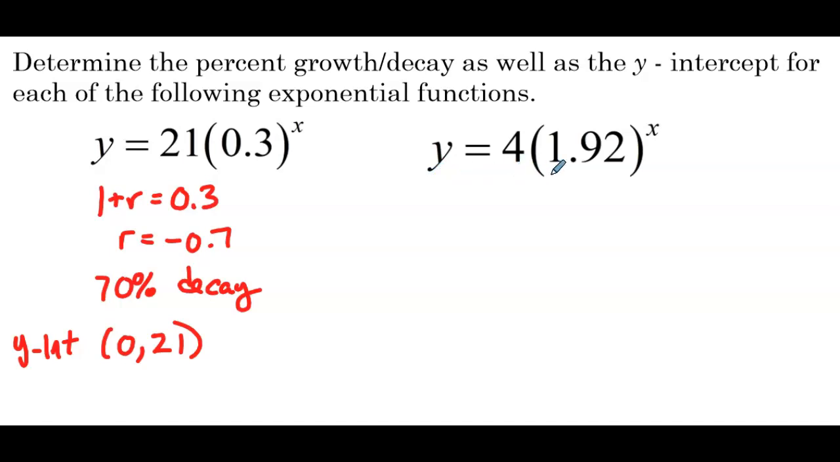Then we have y equals 4 times 1.92 to the x. So the base of our exponential function is equal to 1 plus r.